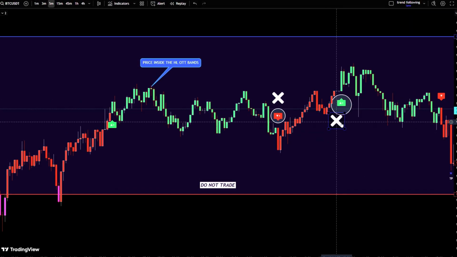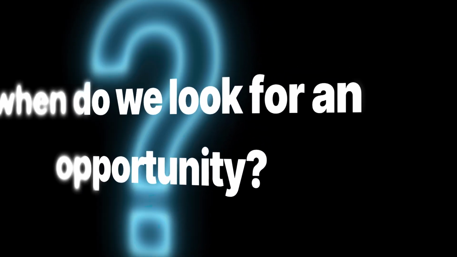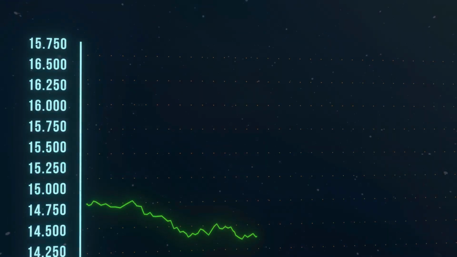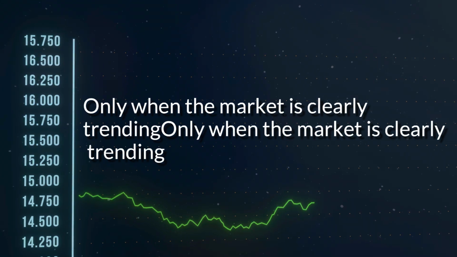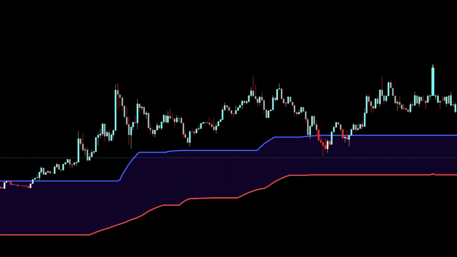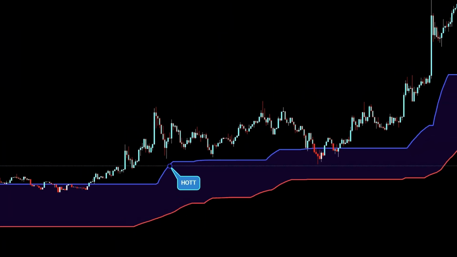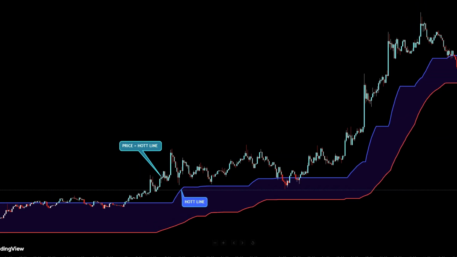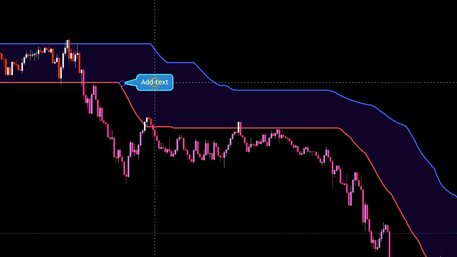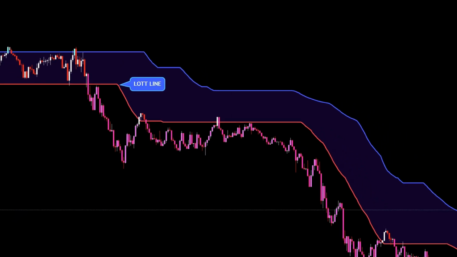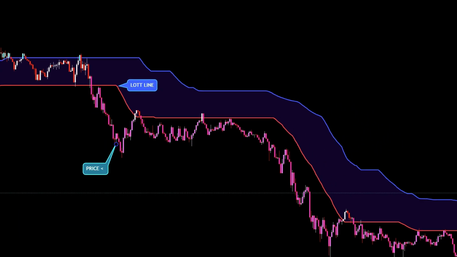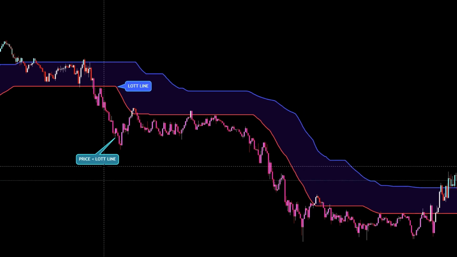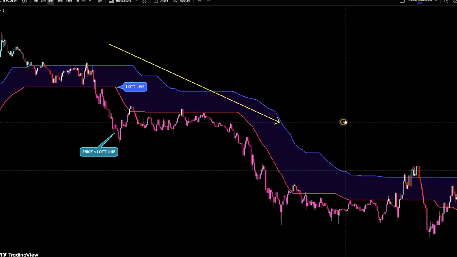So if that's when we do not trade, when do we look for an opportunity? Only when the market is clearly trending. For our system, an uptrend is defined very simply: the price candles are consistently closing above the upper HLOTT band. A downtrend is the opposite. The candles are consistently closing below the lower band. Let's pull it together and walk through some examples so you can see the logic in action.